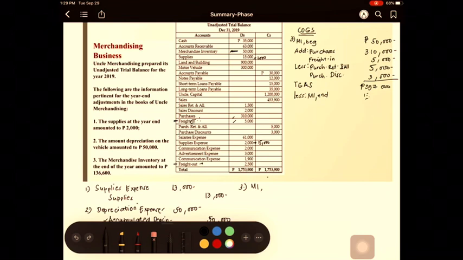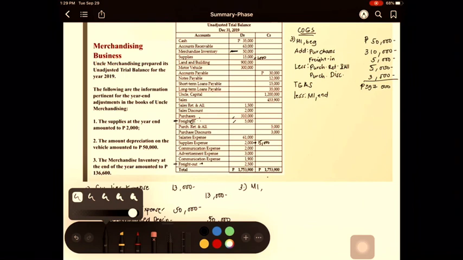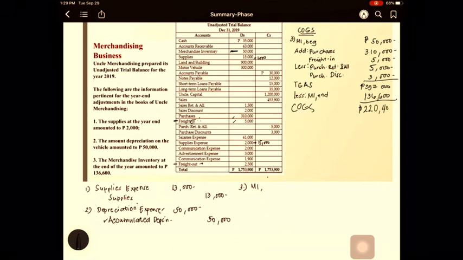So the amount of our merchandise inventory is 136,600. Okay, so compare the values. We will now be able to compute for our cost of goods sold amounting to how much? How much is our cost of goods sold here? We have 357,000 minus 136,600. So the total amount of our cost of goods sold is 220,400.